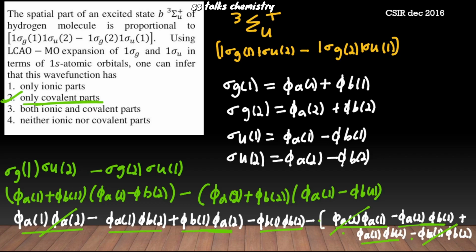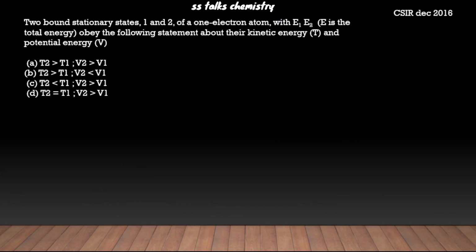Okay. Next, this question now. Two bound stationary states 1 and 2 of a one electron atom, with energies E1 and E2. So two states you are having. This is state 1, which has energy E1, and this is state 2, which has energy E2, given to us.